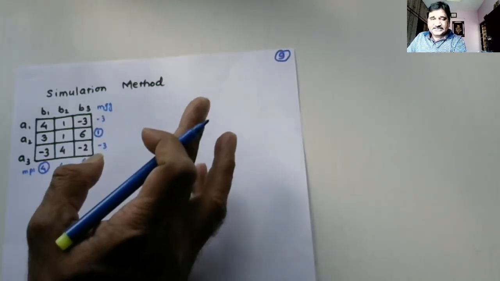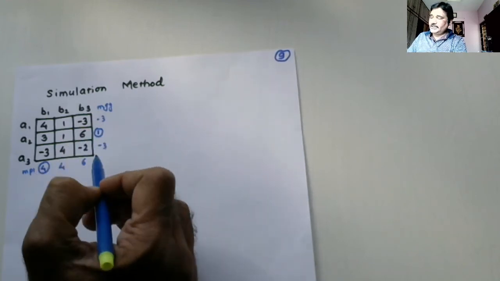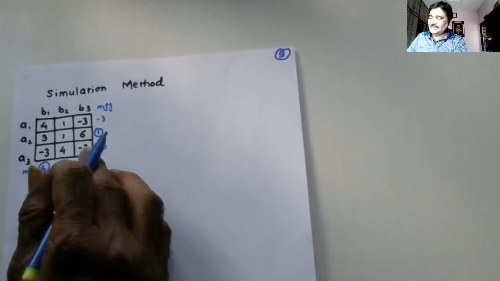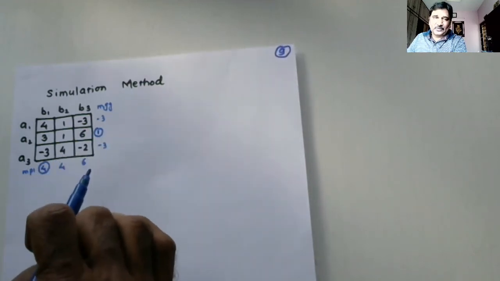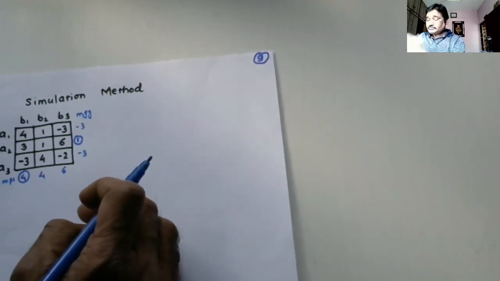So the game doesn't have a saddle point. Mixed strategies are going to be used. All right. But we know that the game value lies between 1 and 4. We'll be actually playing the game now.